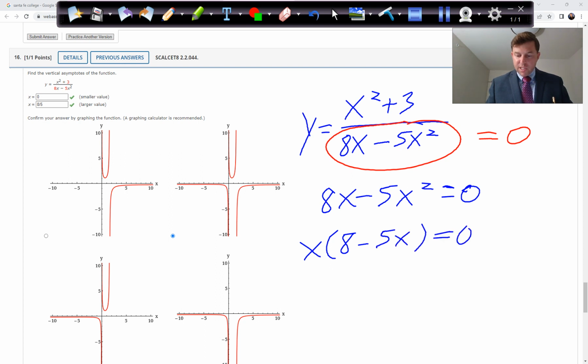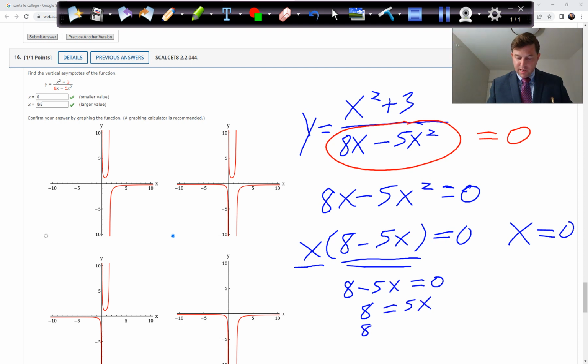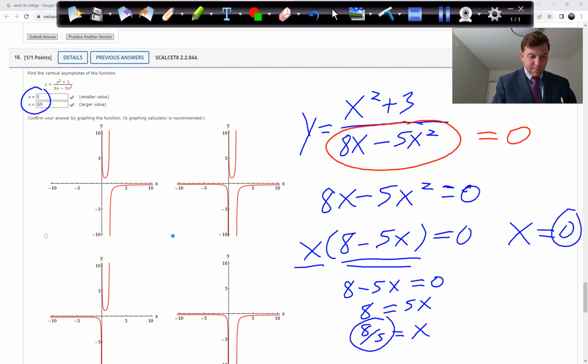This will be 0 if x is 0, or if this one equals 0. So we set that one equal to 0, add 5x to both sides, divide both sides by 5, and these two x values are the vertical asymptotes. So x equal to 0 gives us this vertical asymptote right here, and x equal to 8 over 5 gives us that vertical asymptote right there.